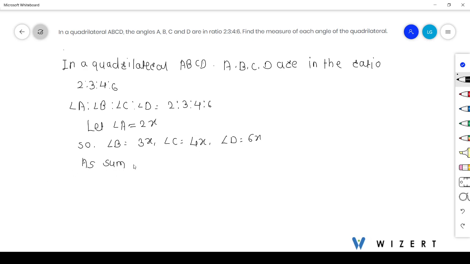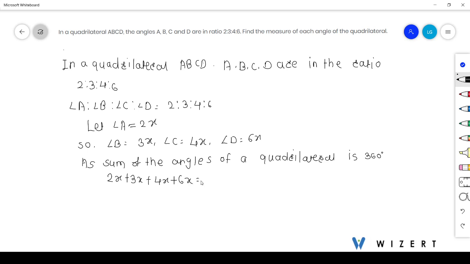As the sum of the angles of a quadrilateral is 360 degrees, 2x plus 3x plus 4x plus 6x is 360 degrees. That is, 15x will be 360 degrees. So x will be 360 degrees divided by 15, that is 24 degrees.